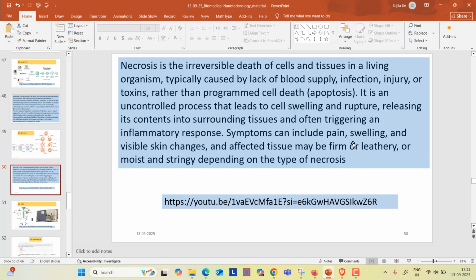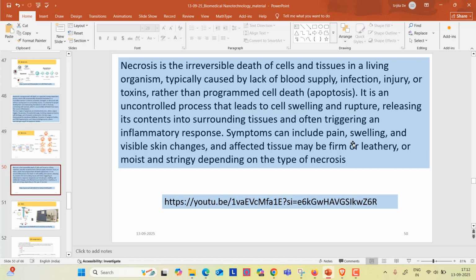But in necrosis, it is the irreversible cell death in tissues of a living organism, typically caused by lack of blood supply, infection, injury, or toxins, rather than programmed cell death. It is an uncontrolled process that leads to cell swelling and rupture, releasing its contents into surrounding tissues and often triggering an inflammatory response. Symptoms can include pain, swelling, and visible skin changes.